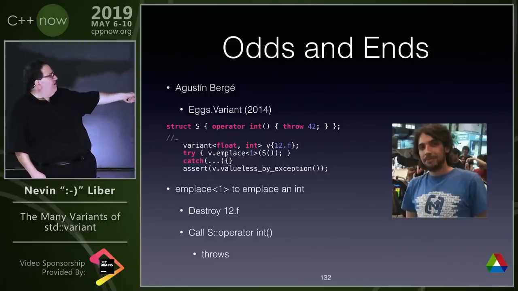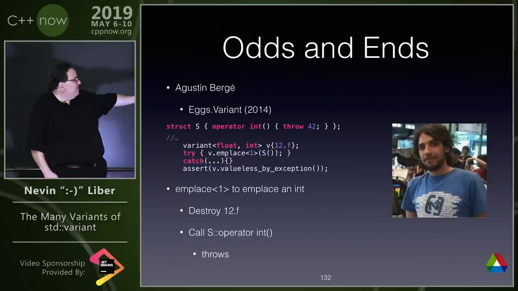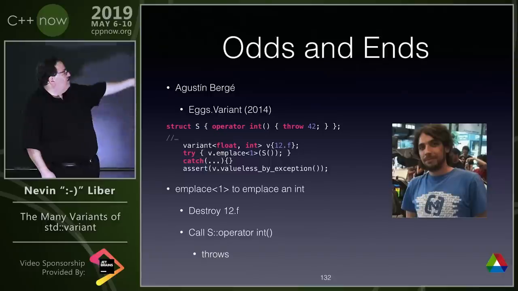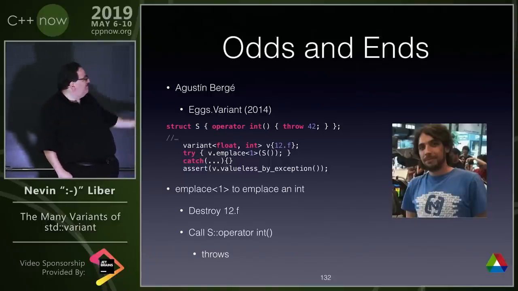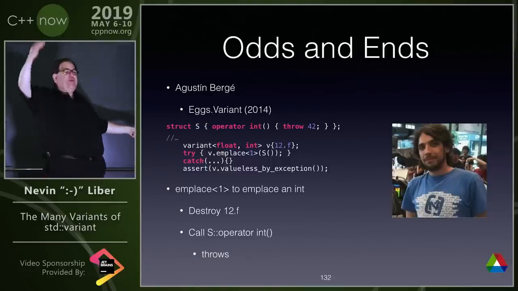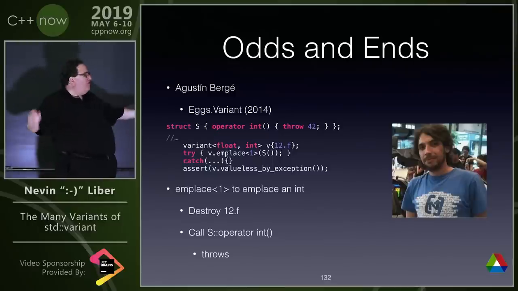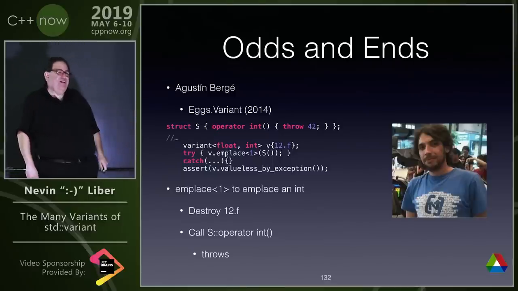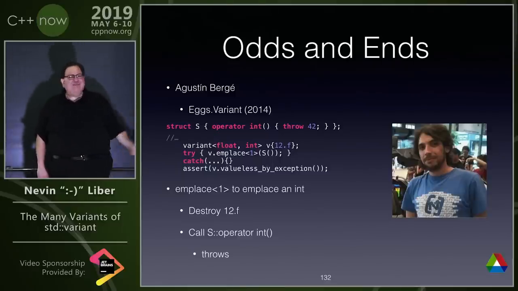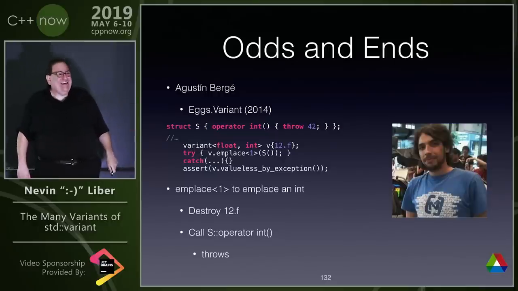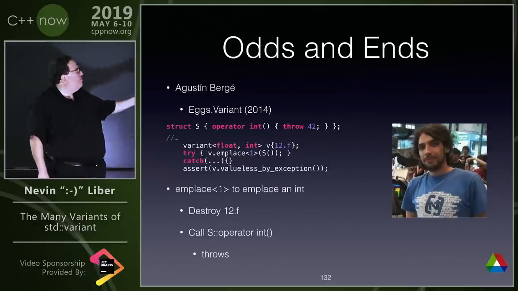So we do emplace over here, we do catch. This emplace says, okay, I will destroy the float that it has. I'm going to extract the int, let me go get the int from this here, and that throws. Yeah, we're there. Current implementations don't agree on this. I don't know why. But yeah, it's really weird, right?